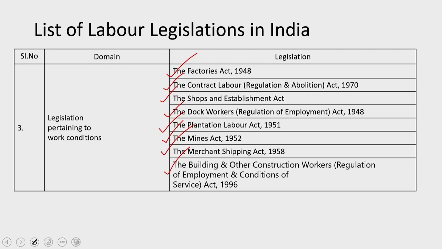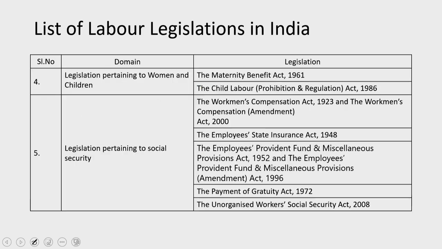So these are some of the legislations that pertain to the working condition that essentially comes under that domain. Now, when you look into women and children, the related legislations are the Maternity Benefit Act of 1961 and the Child Labor Prohibition and Regulation Act 1986. In the coming modules, we'll talk about these acts in a very specific and detailed manner. But here, I would like to introduce you to these acts basically in terms of different categorical domains.